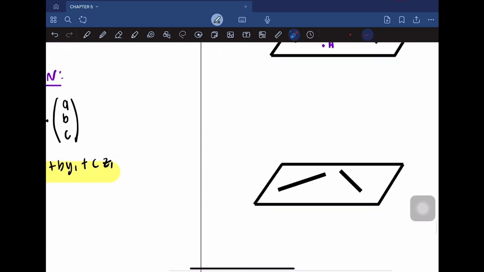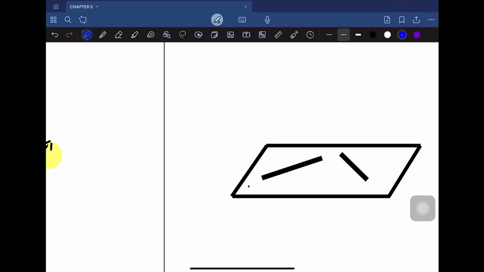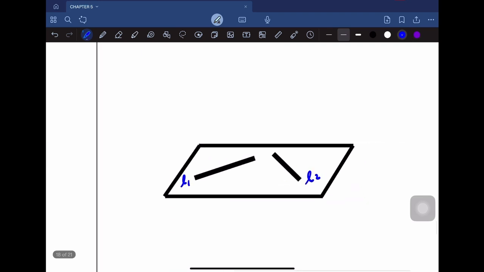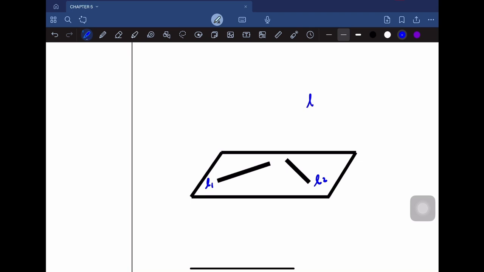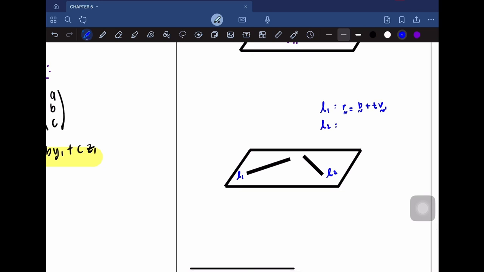Now let's say we have two lines. Let's say this is L1, this is L2. Remember that in the previous lecture, we learned that for L1, we have the equation, for example, r equal to B plus t V1. And for line 2, you're going to have, let's say, r equal to C plus lambda V2. We already have a fixed point from the lines, so we can use B or C as the fixed point on the plane.